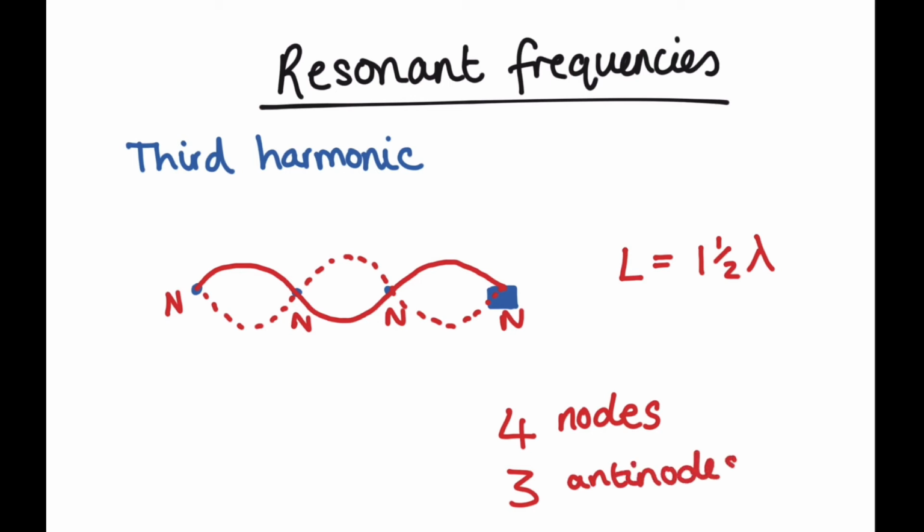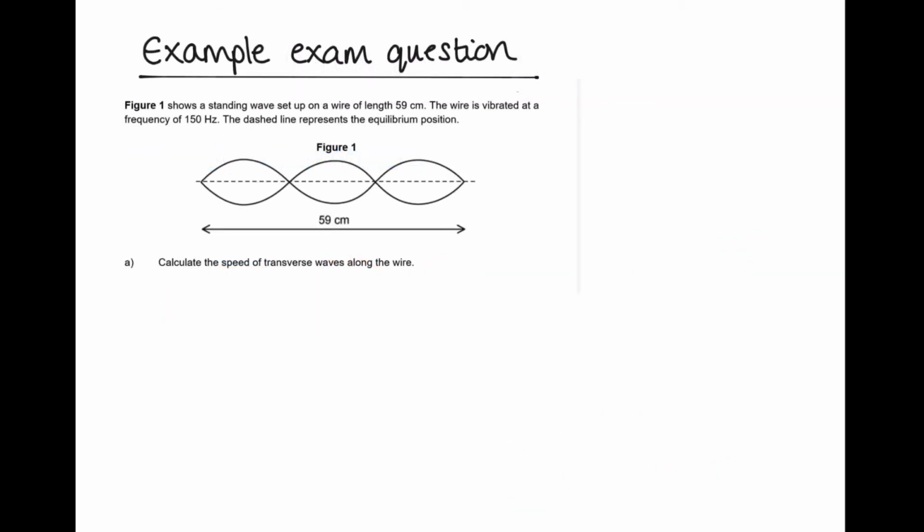Let's look at an exam question. We've got a standing wave set up on a wire of length 59 centimetres. It's vibrating at 150 hertz. We need to find the speed of the waves. So I'm just writing down information that we've been given. Length is 59 centimetres. Now, this is the third harmonic.